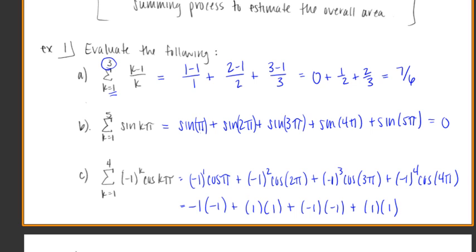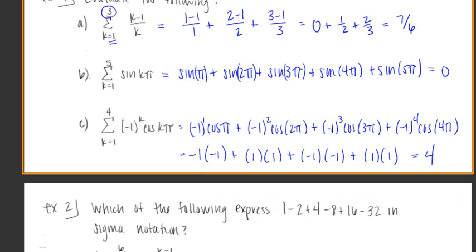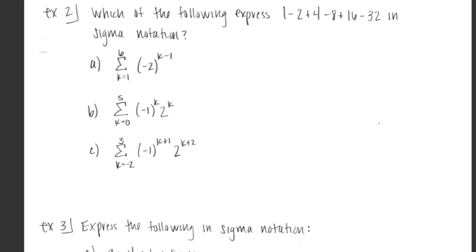So we have -1 times -1 is 1, plus 1, plus 1 plus 1. So we get a grand total of 4. All right, let's go on to example 2.